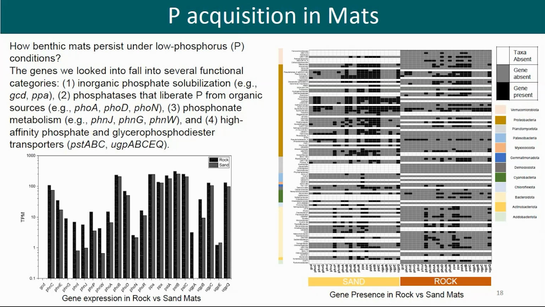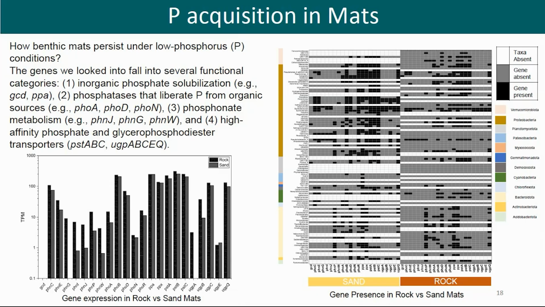So we see that a lot of high affinity phosphate genes like PST and ABC were found in sand samples, and a little bit we can see that the crowd was towards the alkaline phosphatase genes, which are phoA and phoD. Interestingly, one of the genes, gcd, is a phosphorus solubilization gene, which solubilizes phosphorus from sediments or from the organic matter. It was more present in the sand community than in the rock community, as you can see here.